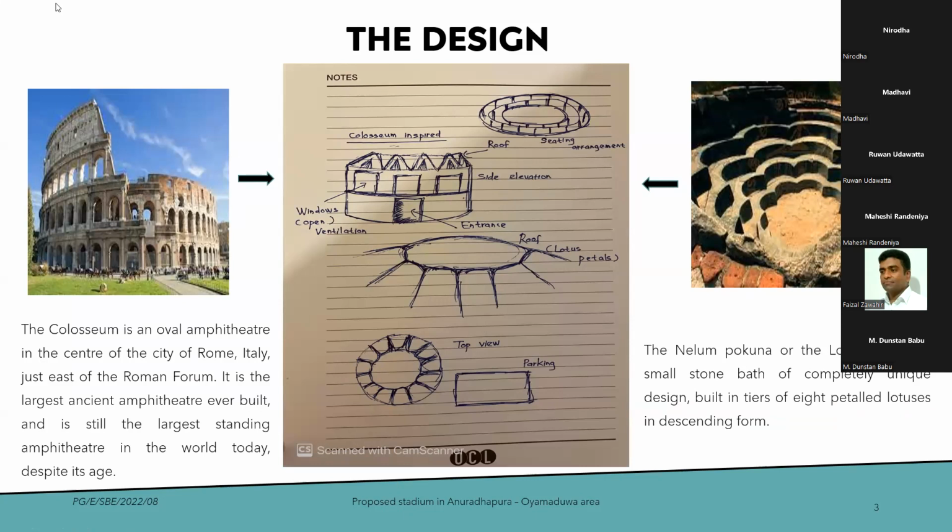The seat arrangement is inspired from the Nelum Pokuna, and the roof of the building is inspired from lotus petals, so the top view is like a flower, and the square is the parking area that I have chosen. Next slide.